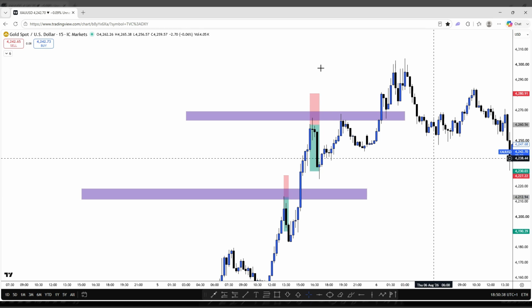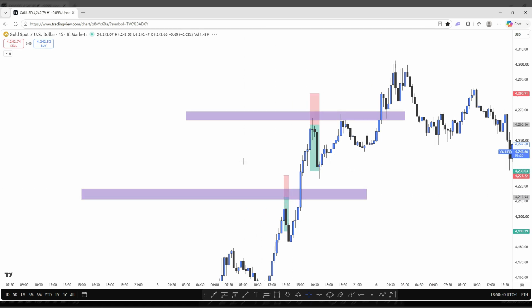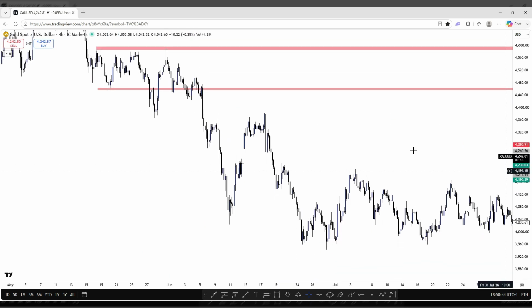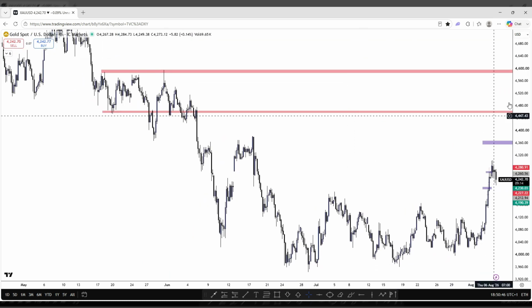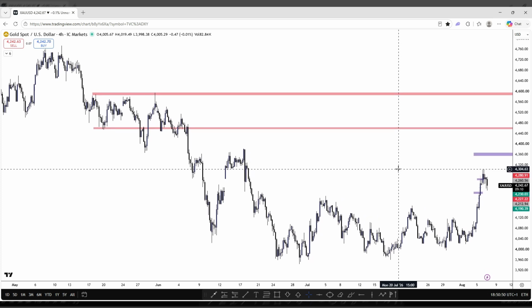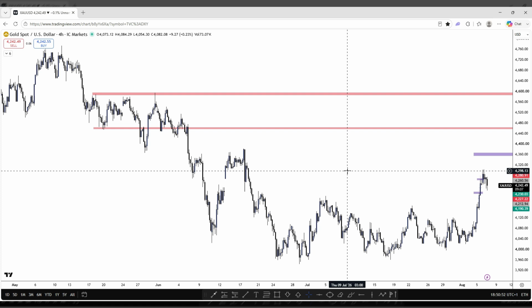This is on the 15-minute time frame. I'm just going to go into the 4-hour to break down the actual analysis. When it comes to your bigger time frames, and to be honest, all time frames, I do like having a more zoomed out outlook of the market.